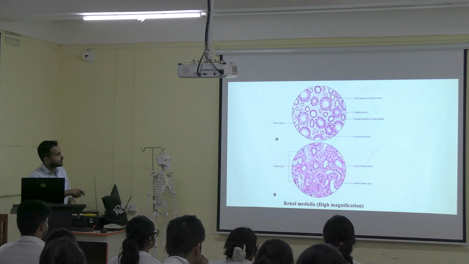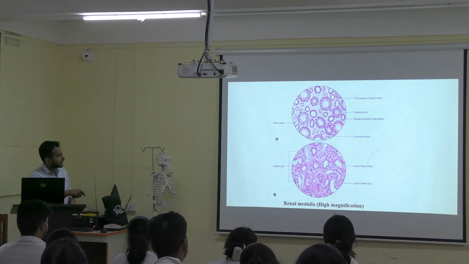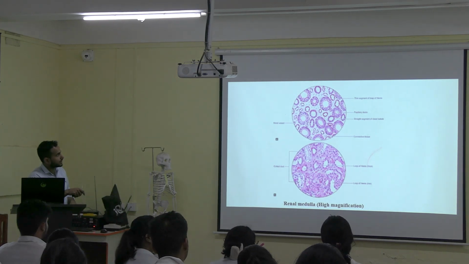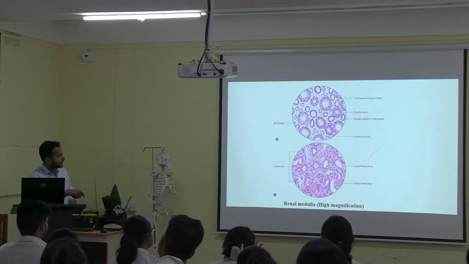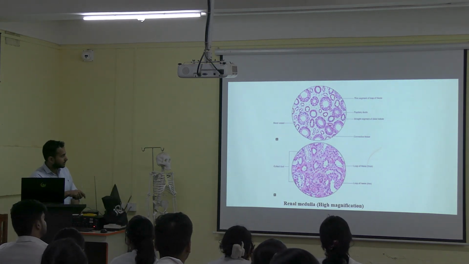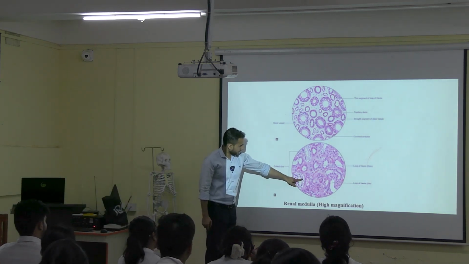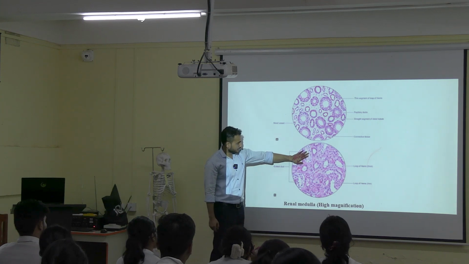Along with that you can see this is the collecting duct. Collecting ducts are also seen, and along with that you can see the loop of Henle. See, this is the loop of Henle, this is the loop of Henle, and these are the collecting ducts. Now if you concentrate over here, look, this is a collecting duct, this is a collecting duct, okay.